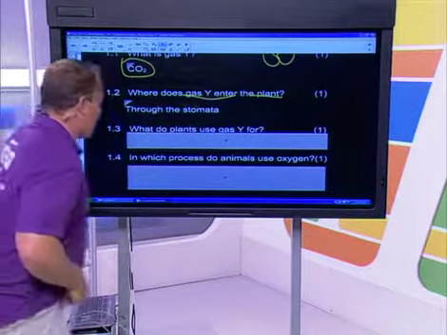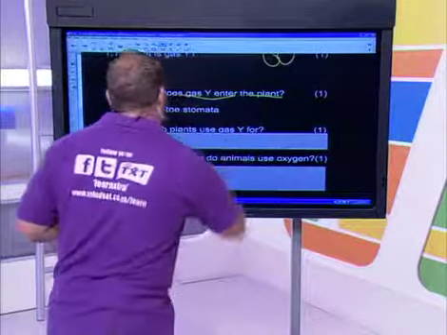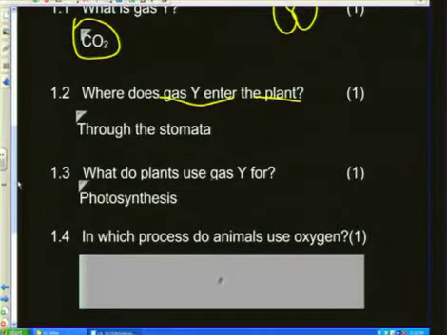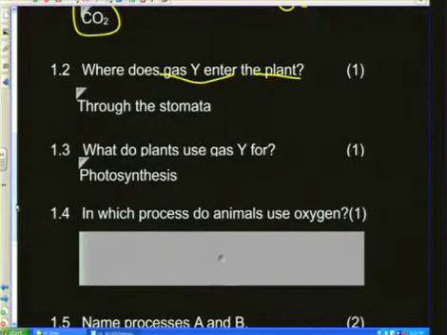Every time. Right. What do plants use gas Y for? What do the plants use the carbon dioxide for? That's quite a strange one. What does it use carbon dioxide for? Let's have a look. Photosynthesis. Okay, let's just understand. What does carbon dioxide do inside this whole system? Okay, let's just have a look.